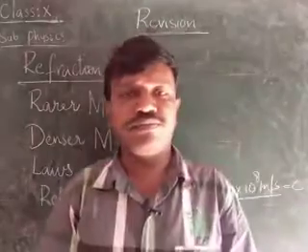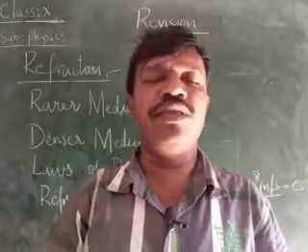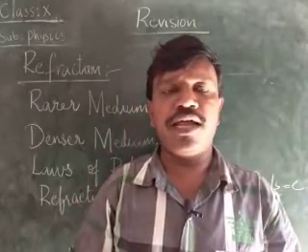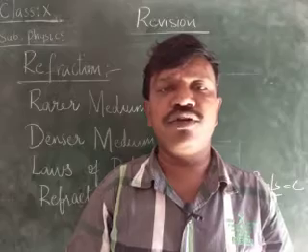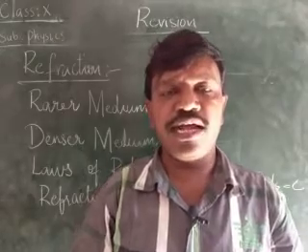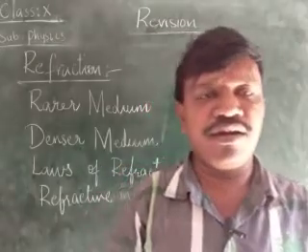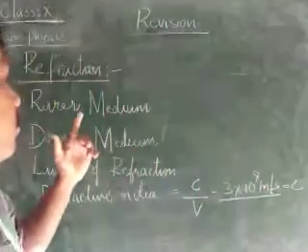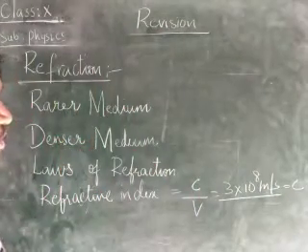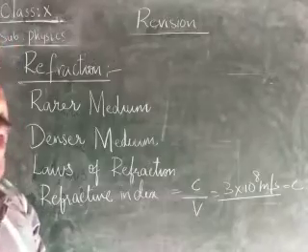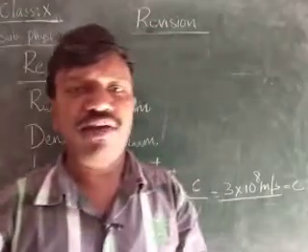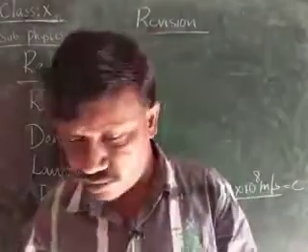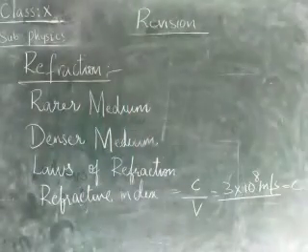Good morning, children. As we are doing the revision of the chapters, here we are doing the revision of the refraction of light. As a part of it we learned what is refraction, what are the laws of refraction, what is the rarer medium, what is the denser medium, what is the refractive index. In the same way we also have the relative refractive index, children.